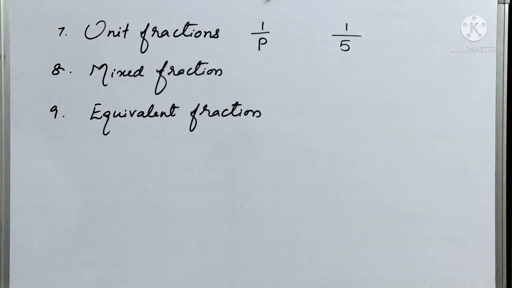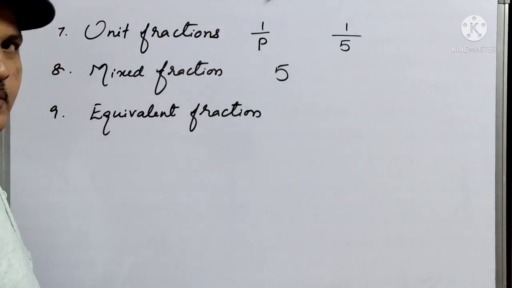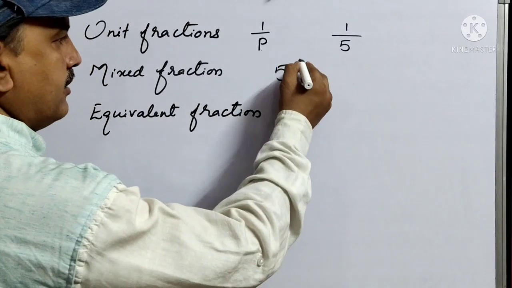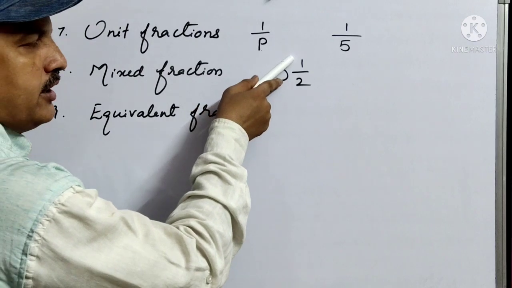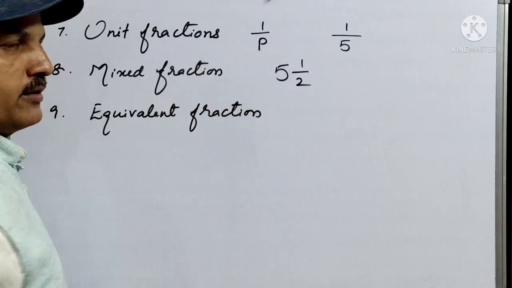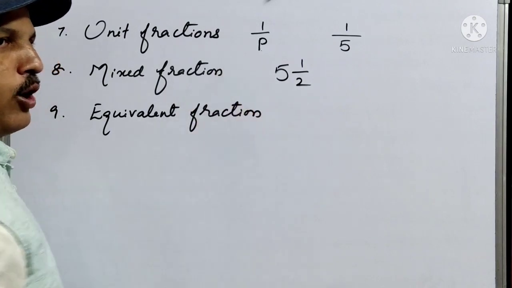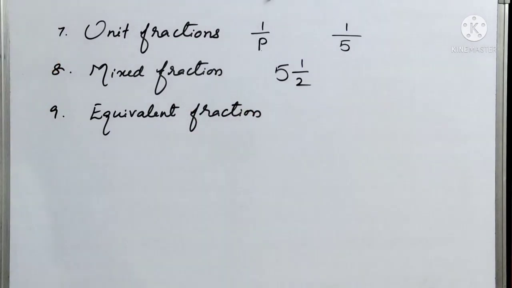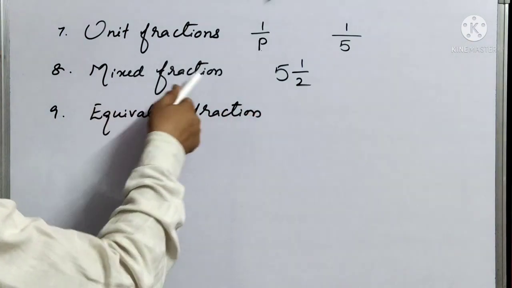Mixed fraction. Mixed fraction means, you all know, this is the whole number and 1 by 2. That means the numerator is less than the denominator. It means the combination of whole and proper fraction. This is called mixed fraction.